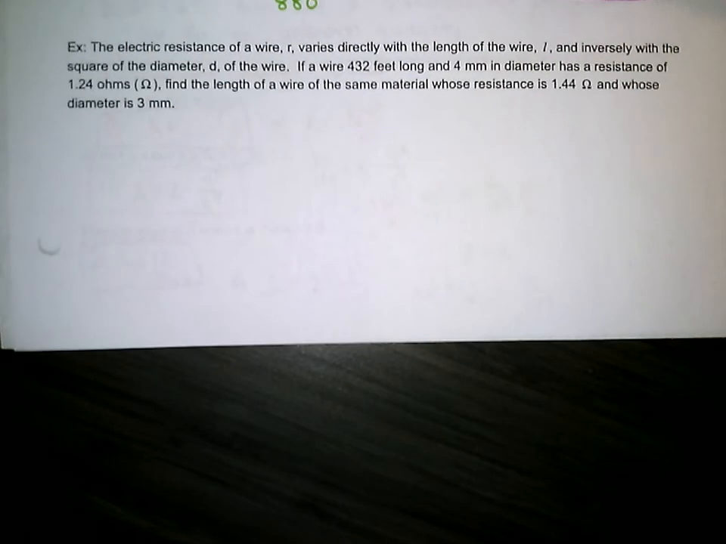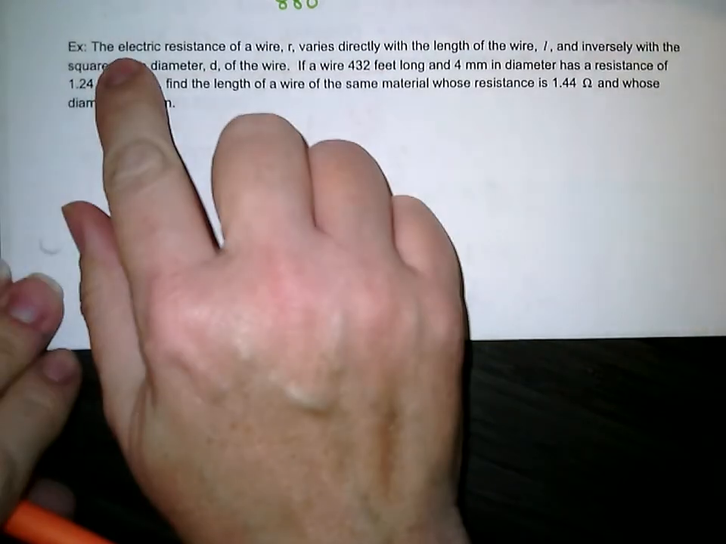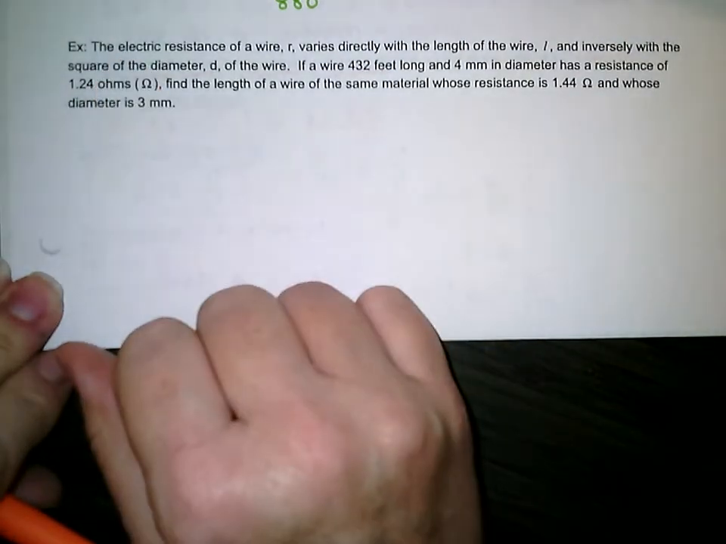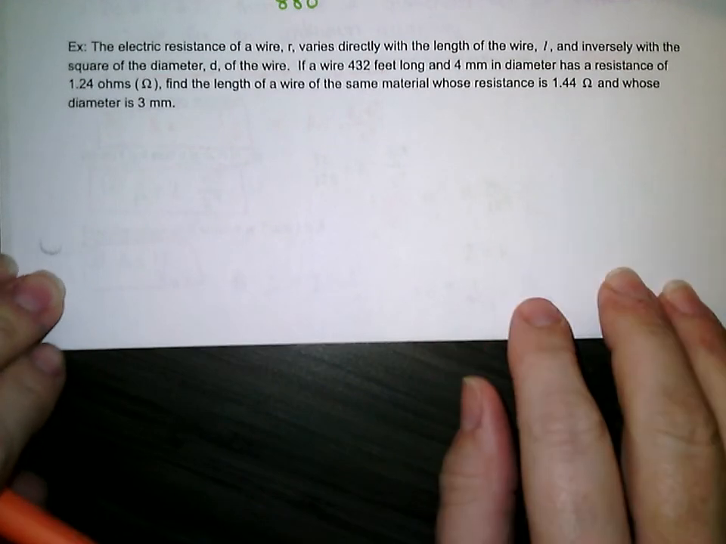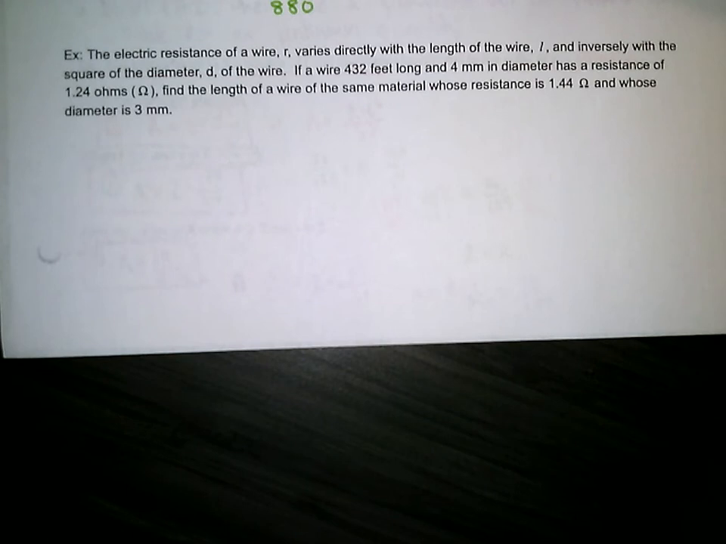Resistance of a wire. Okay, so here we go. The electrical resistance of a wire R varies directly with the length of the wire, L, and inversely with the square of the diameter, D, of the wire. If a wire 432 feet long and 4 millimeters in diameter has a resistance of 1.24 ohms, find the length of a wire of the same material whose resistance is 1.44 ohms and whose diameter is 3 millimeters.